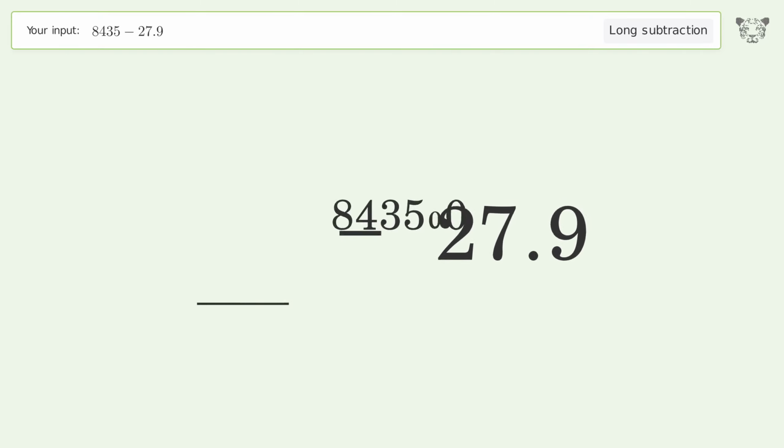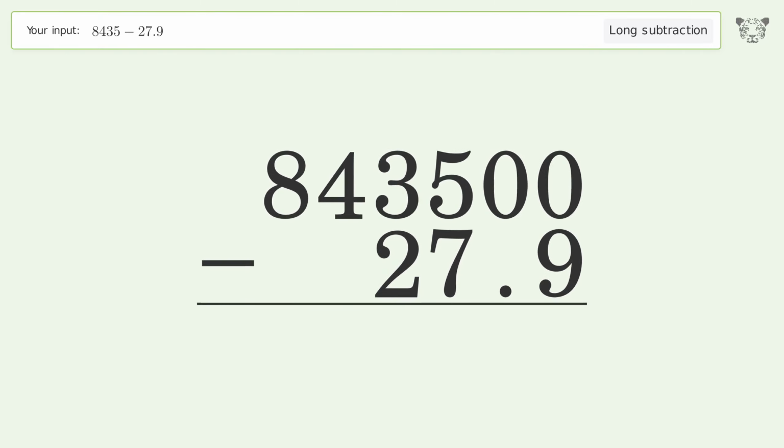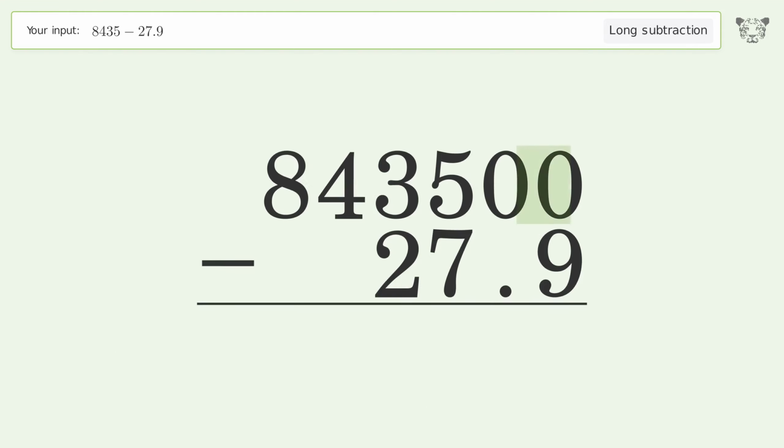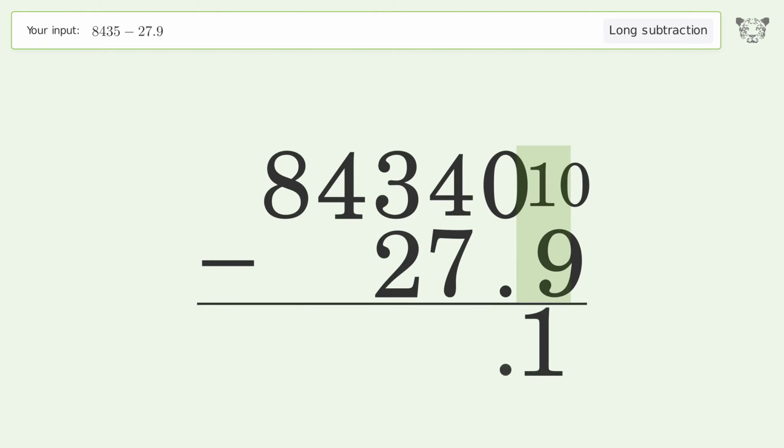Rewrite the numbers from top to bottom, aligned by their place values. Put zeros in the blank number places. Subtract the numbers using long subtraction method. Because the upper digit, 0, in the tens column is too small to get a positive difference, borrow 1 from the digit, 5, in the next number place which becomes 4, and get 10. 10 minus 9 equals 1.